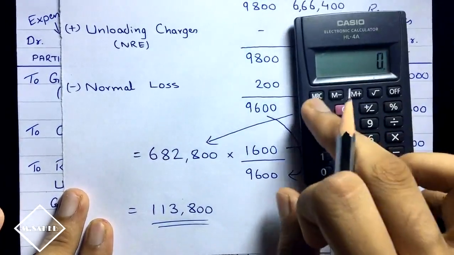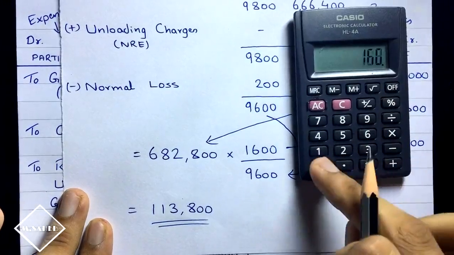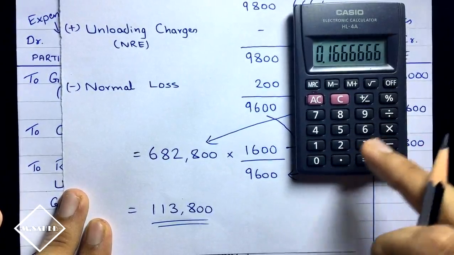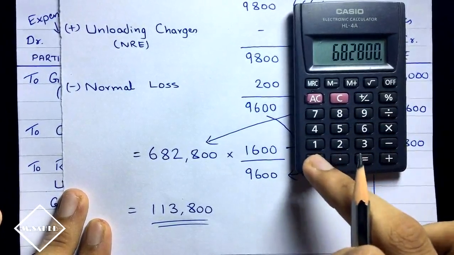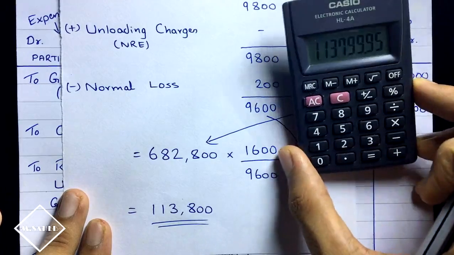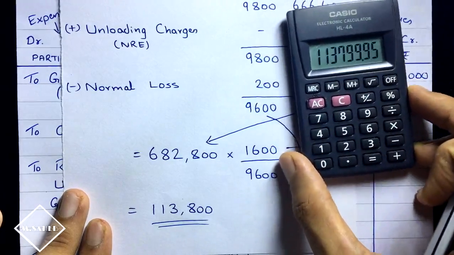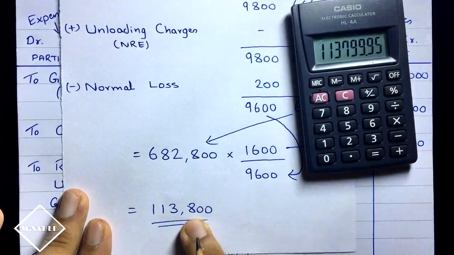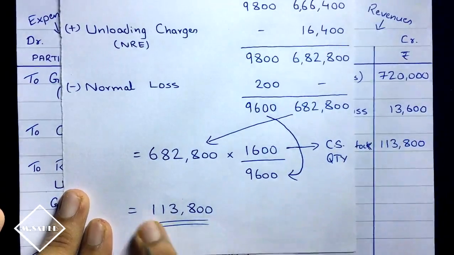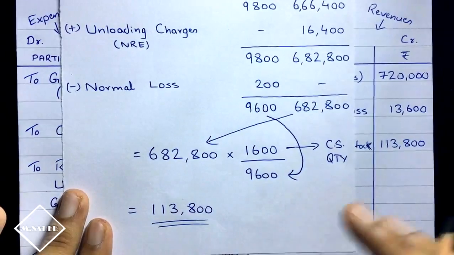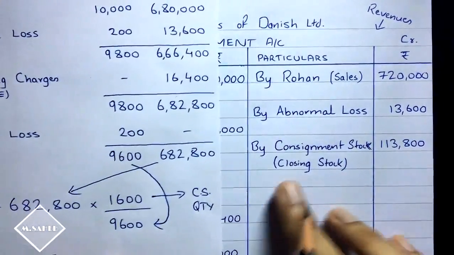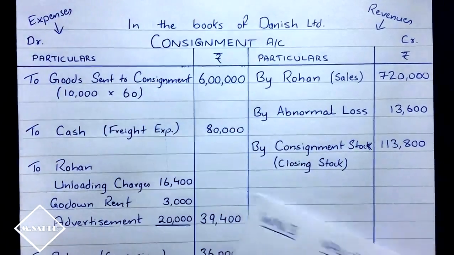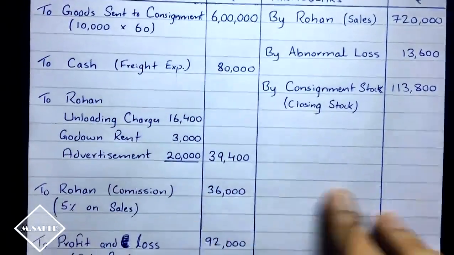You see, it's very simple, but my calculator is small, so let's see if I can calculate this. Divided by 9,600 into 6,82,800, you get 113799. So you can round it off, okay. You can round it off, so you can make it 1,13,800. So this is the value of the closing stock, simple. And then this value will go to the credit side of the consignment, okay. By consignment stock 1,13,800, and then at last you have to balance the consignment account.